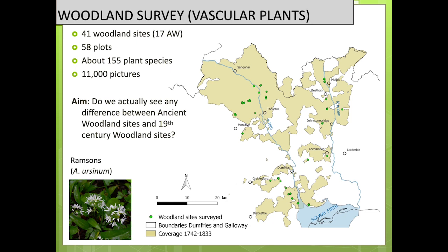And the aim of this survey was to see if we could see any difference between these ancient woodland sites and 19th century plantations, 19th century woodland sites. Can we distinguish ecologically these two types of woods?